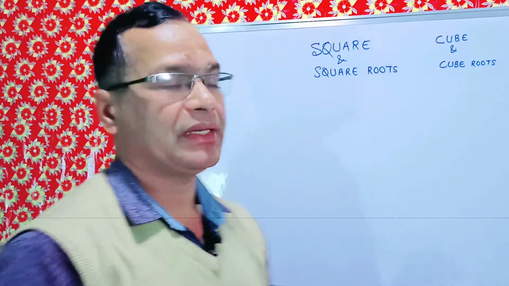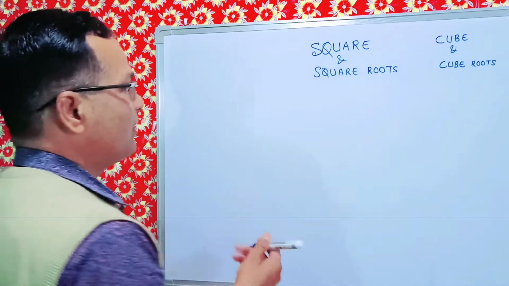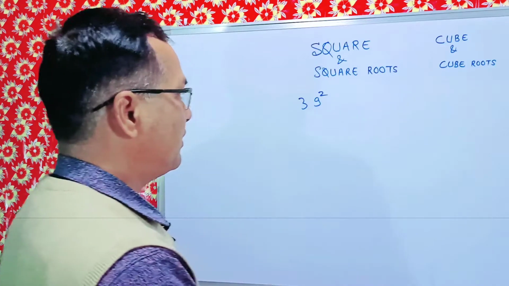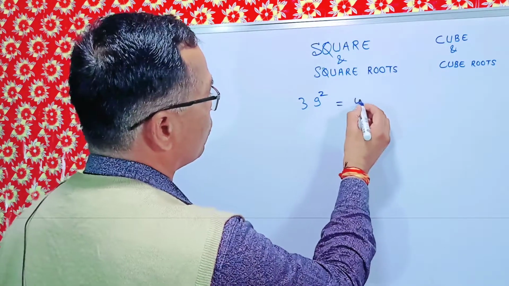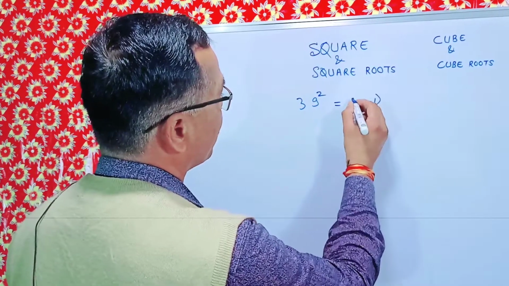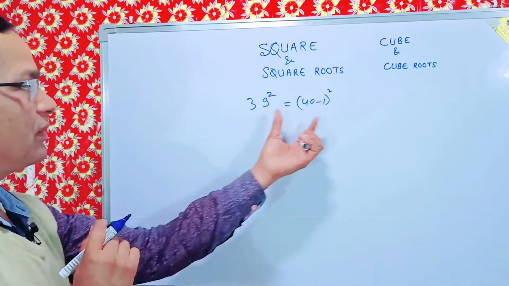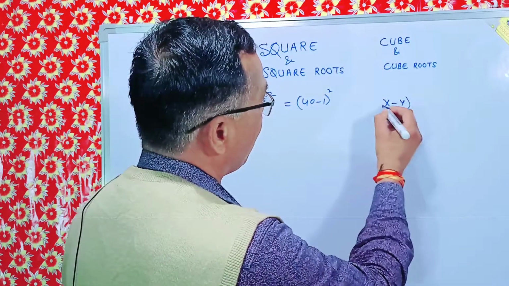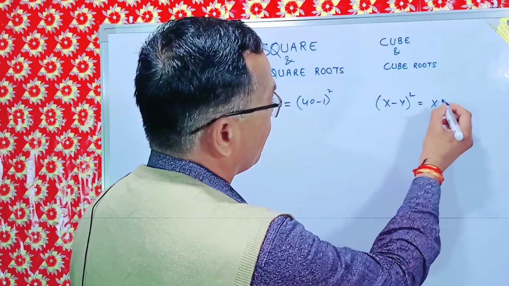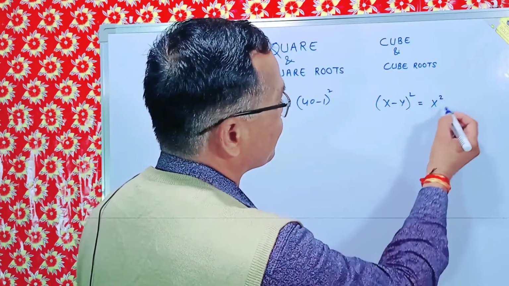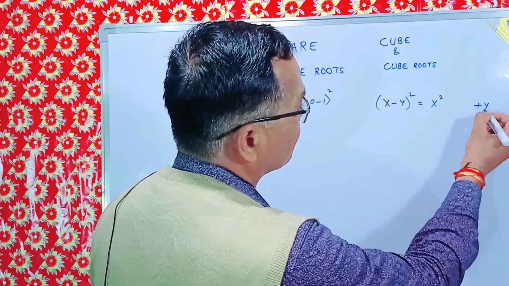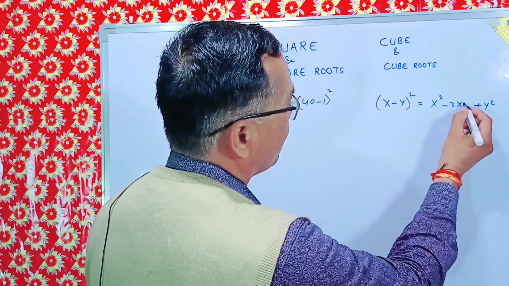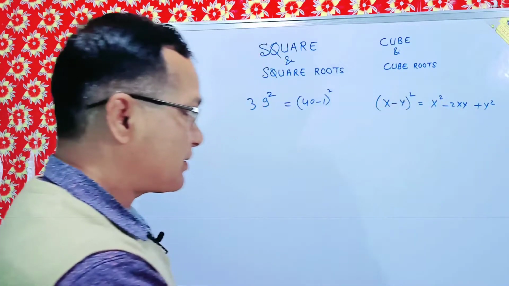Let us see, I want to find out the square of 39. So this 39 is very close to 40. So I can write it 40 minus 1 whole square. And we all are well versed with this formula also. (x minus y) whole square gives us x square, in the last y square, and in between minus twice of multiplication of both these numbers.